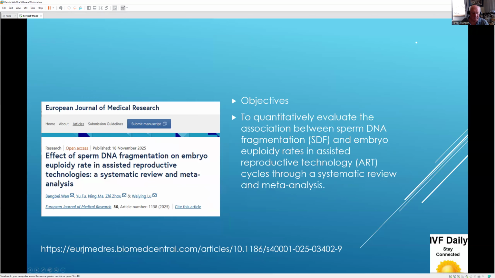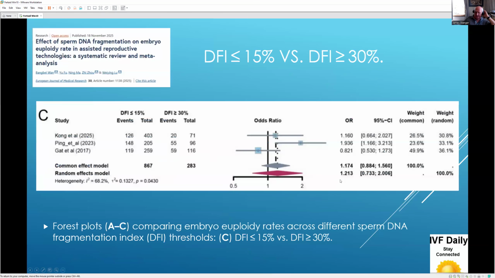The next paper is just looking at sperm DNA fragmentation and the euploidy rate. This was from a Chinese group, I think, open access. It's actually quite a good paper. And they basically want to quantitatively evaluate the association between sperm DNA fragmentation and embryo euploidy rates in IVF cycles through a systematic review and meta-analysis.